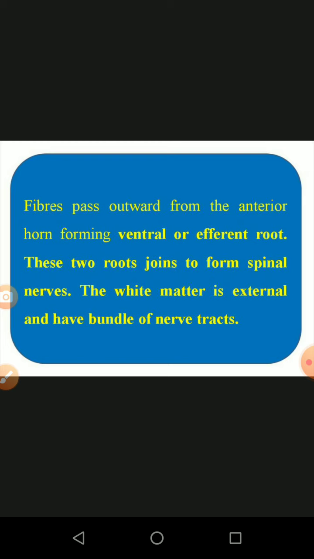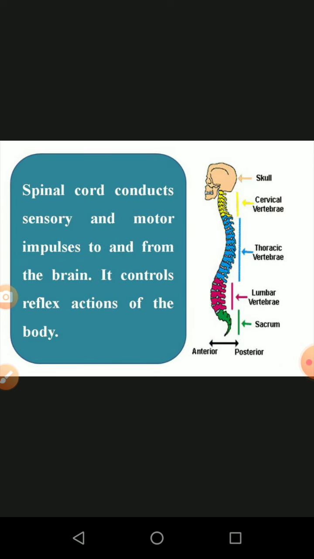The efferent root and afferent root receive the signal and bind with the spinal cord on either side, the lateral side. The white matter extends and has bundles of nerve tracts. The white matter available in the central region extends into the tracts. This diagram shows the skull, then following the neck, the cervical vertebrae, then thoracic vertebrae, lumbar vertebrae and sacrum. We have already seen the lumbar vertebrae, and the anterior and posterior regions. The spinal cord conducts sensory and motor impulses to and from the brain.